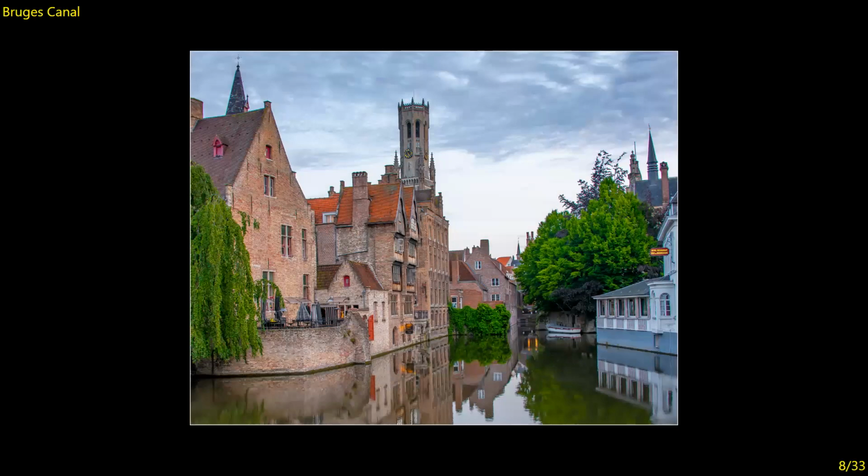Bruges. Yeah, I was there many times. One of my clients was outside of Antwerp, so on the weekends I would go to Bruges and Ghent. It's a nice classic view of Bruges. I know exactly where you stood to take that.